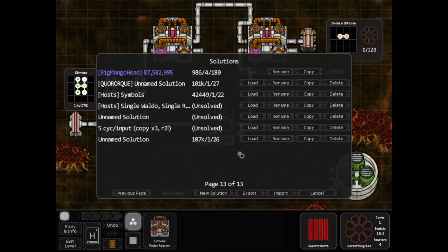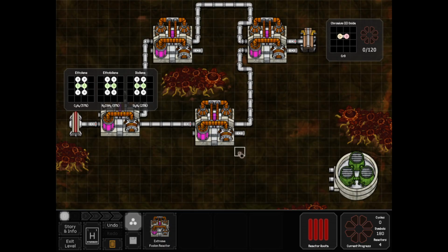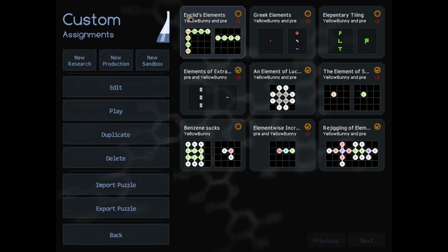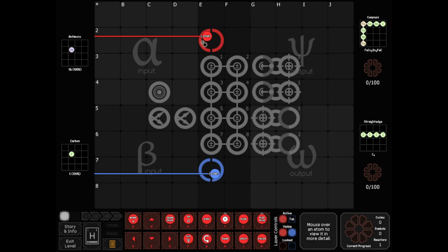We have seen all the solutions, all the fun solutions, and have a quick look at the next round, which already started yesterday. It's Euclid's Elements, and it's about compass and straight edge construction. So you're given 2 input atoms right here and need to construct a compass and a straight edge out of those.